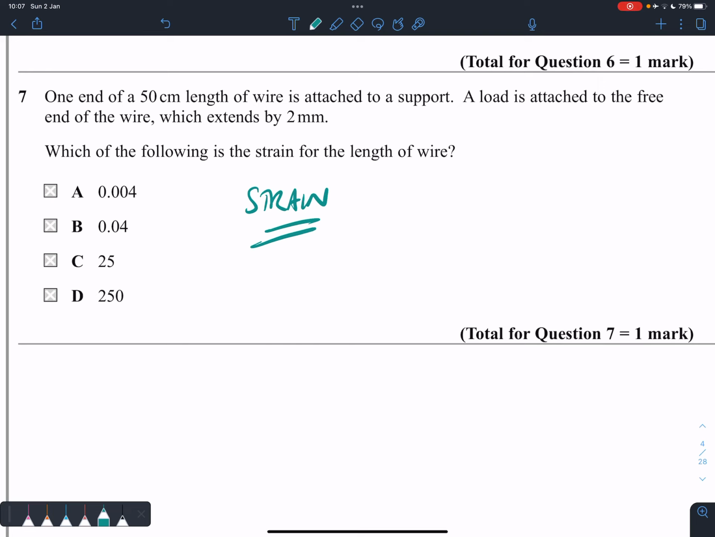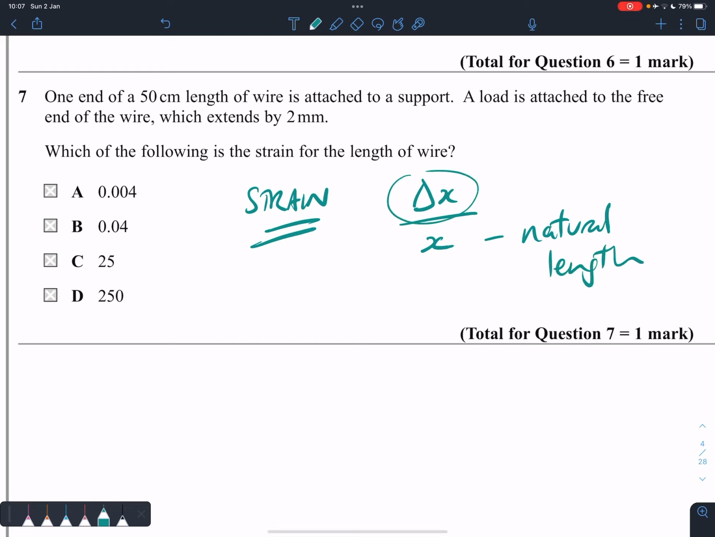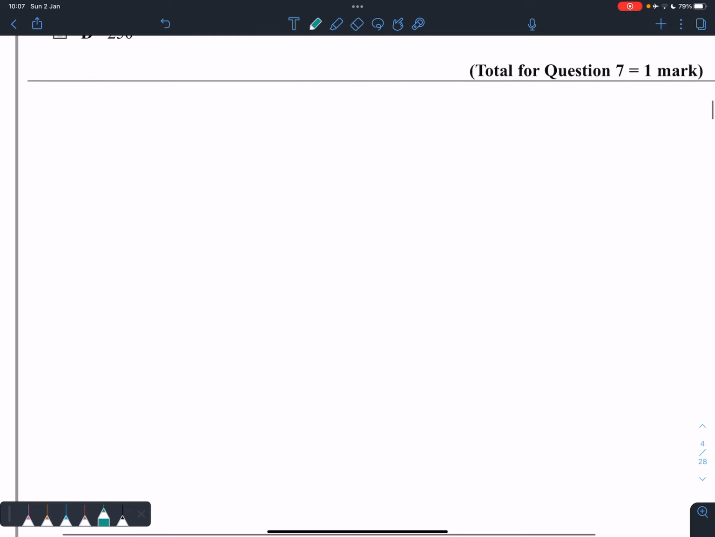Strain is the change in length divided by the original length, delta x over x, where x is the natural length or original length. And that's the strain. So how much is the material straining? How much is it changing its length as a percentage or a fraction of the original length? Okay.